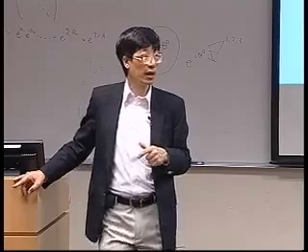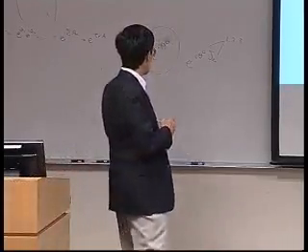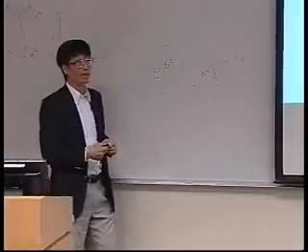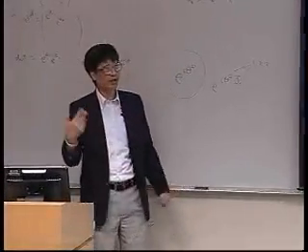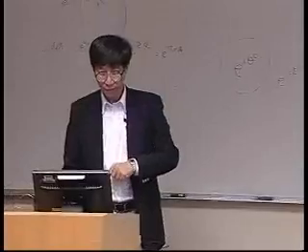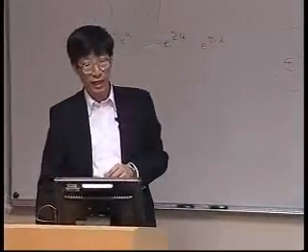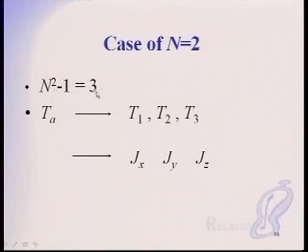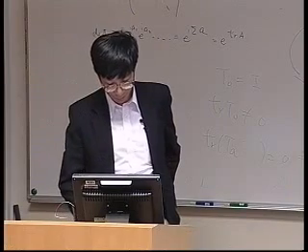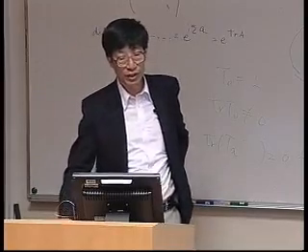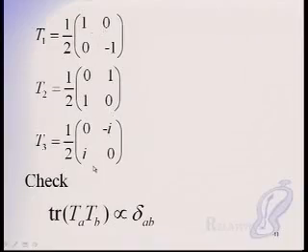And I believe in one of the exercises, I asked you to calculate some of the generators of SU(3). Just to remind you about the n equals 2 case, the number of generators, n squared minus 1, is equal to 3. So the three T's would be called T1, T2, T3. They are just the same as Jx, Jy, Jz. And the matrices are, of course, just the Pauli matrices. And you can check that the trace satisfies the same.